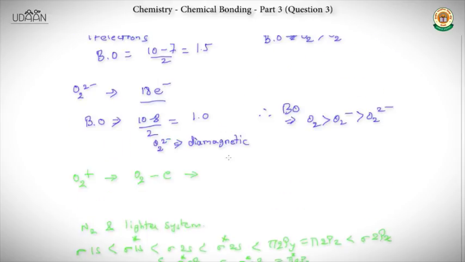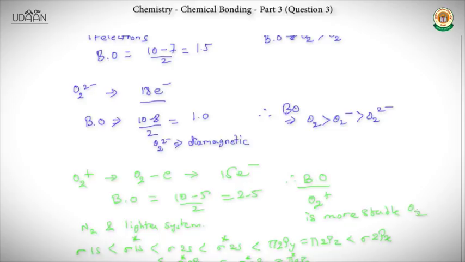In the O2 plus system, the electrons have become 15, and now the bond order is (10 minus 5) by 2, which is 2.5. So this tells us that O2 plus is actually more stable than O2, or even more than O2 minus, and obviously more than O2 2 minus as well. This is what molecular orbital theory suggests, that O2 plus is more stable than O2.